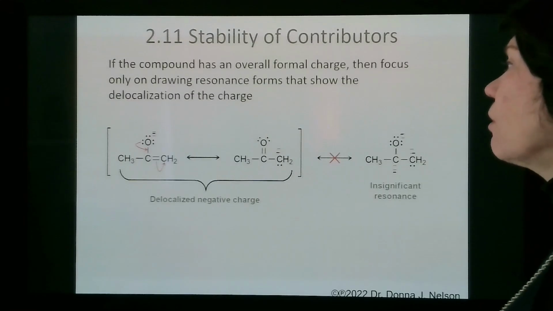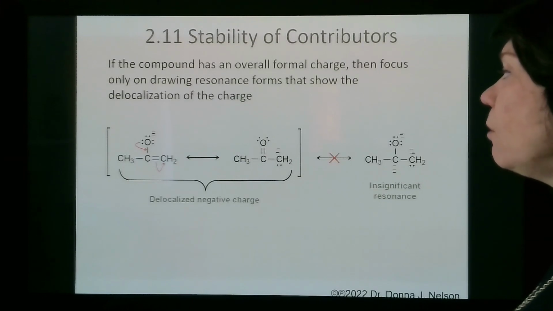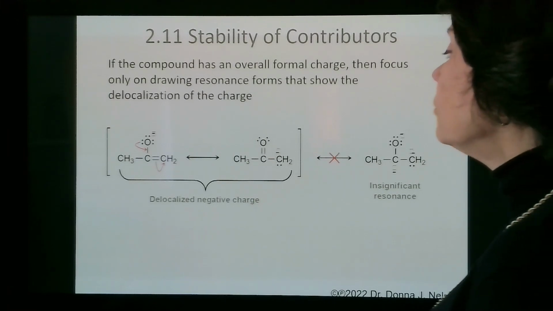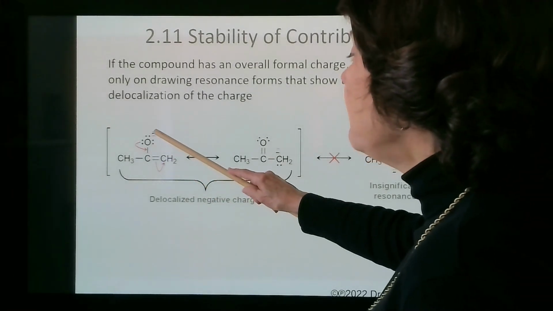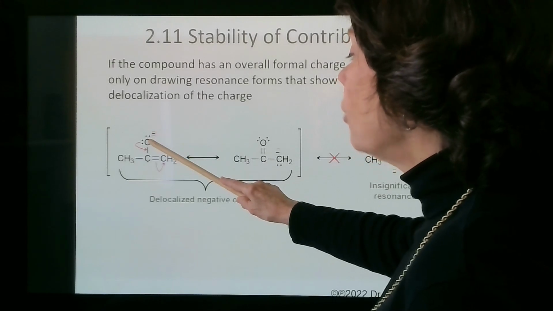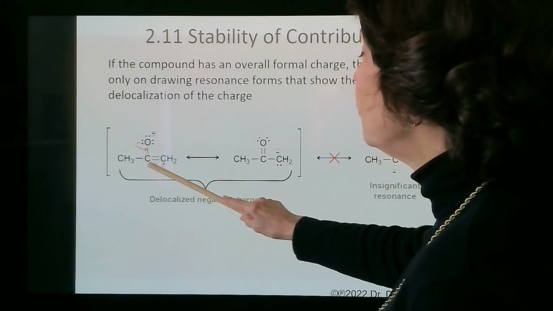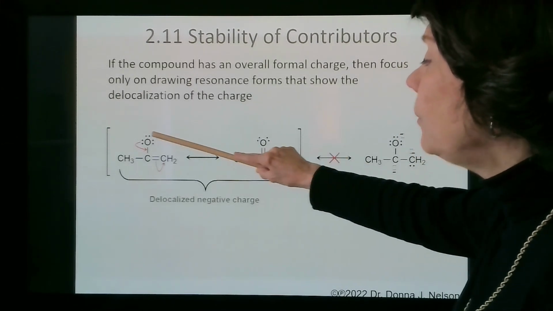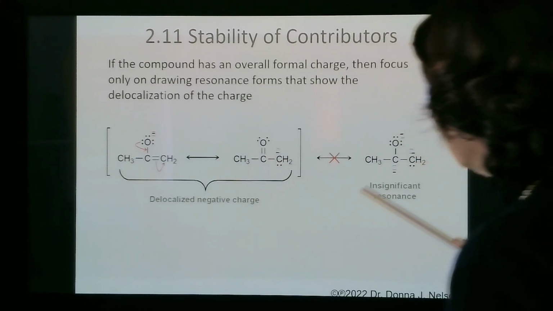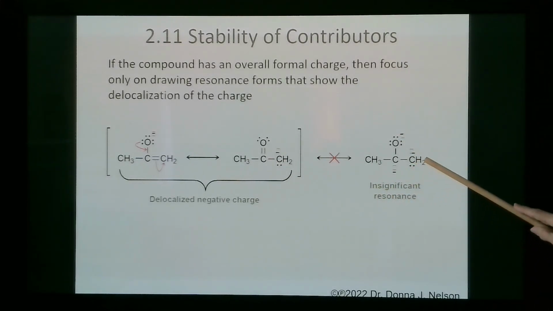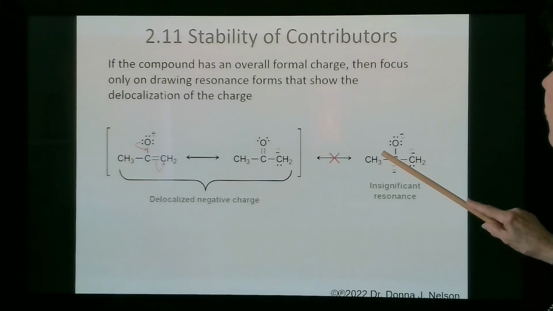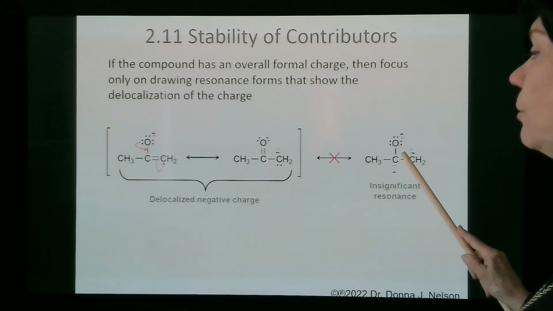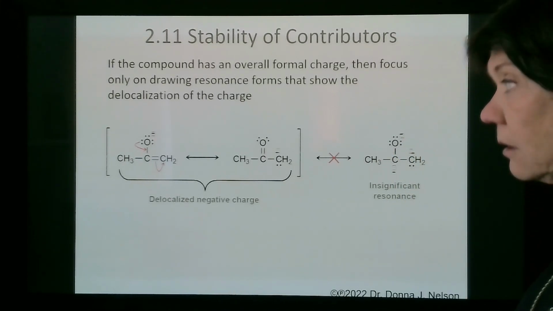If the compound has an overall formal charge, focus only on drawing resonance forms that show the delocalization of the charge. So here, you have a negative charge on oxygen, pull a pair of electrons in, form an oxygen-carbon bond, the pair of electrons moves out onto carbon, and so here you have a negative charge, there you have a negative charge. Over here, there's more charge separation. This is an insignificant resonance contributor, and it does not need to be considered.